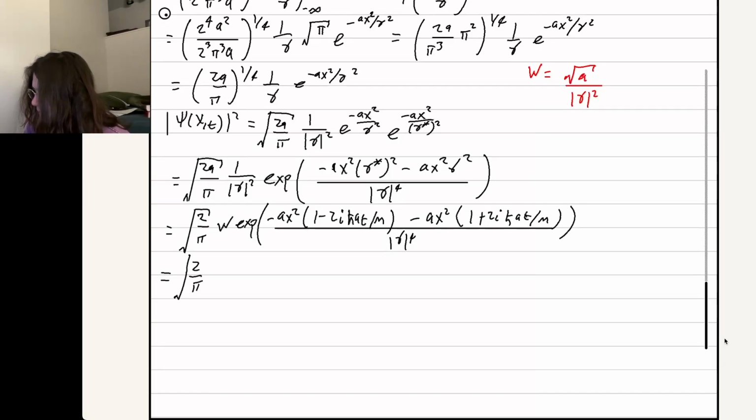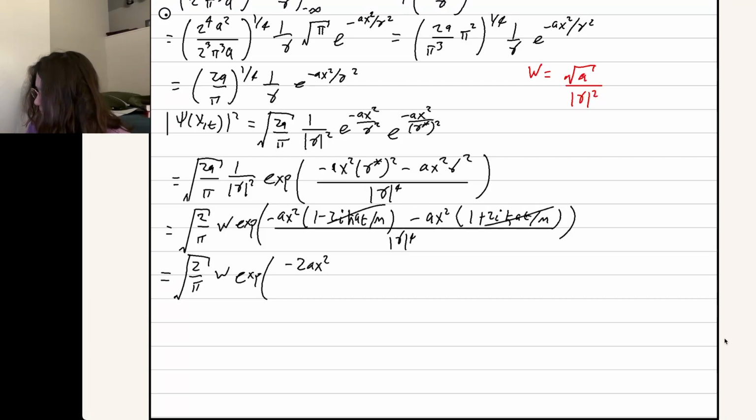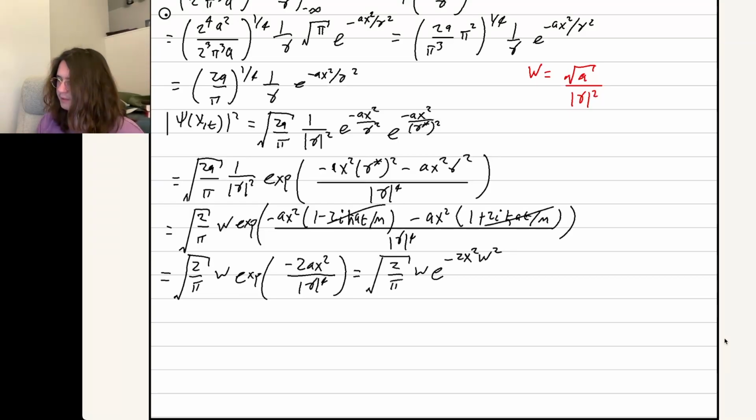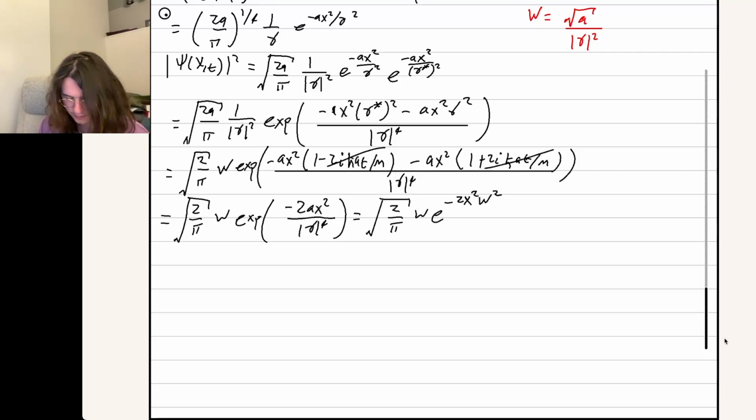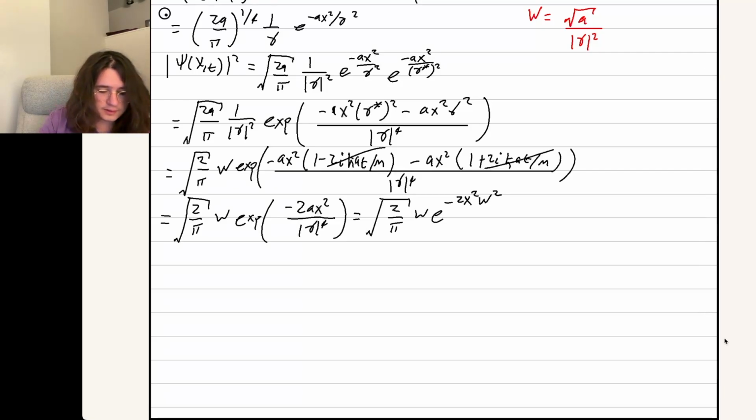So we got the 2 over pi, we got the w, we got the exp. This term will cancel out this term, fortunately. So we just have minus 2ax squared over mod fourth gamma, which we can conveniently write as w e to the minus 2x squared w squared. And that's pretty nice. So we actually have to sketch this now.